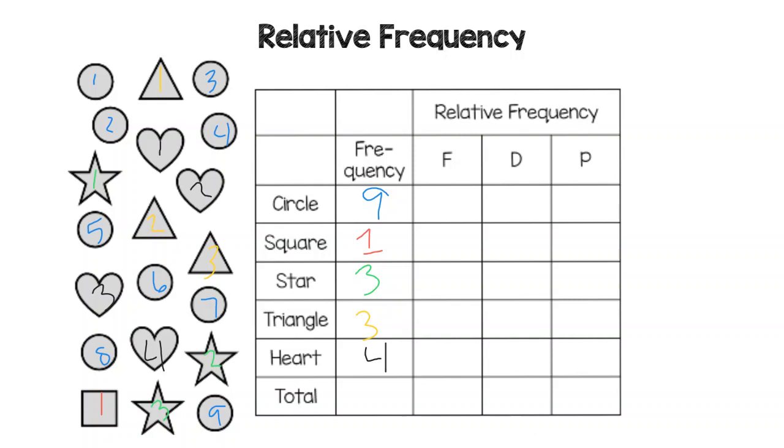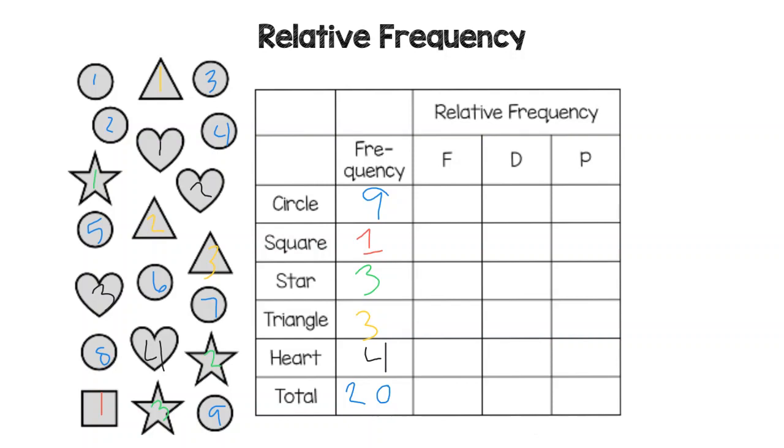The next thing we need to do is figure out the total. I want to know the total amount of shapes that we have here. If we look at this, we can either count all of them or we can add these up. So 9 plus 1 is 10. Add 3 more, we have 13. 3 more, we have 16. If we add 4 more, we have 20. So altogether, we have a total of 20 shapes to the left here that we counted.